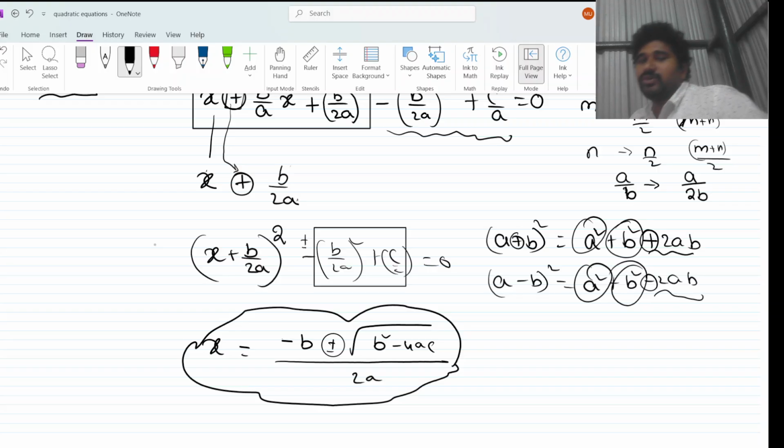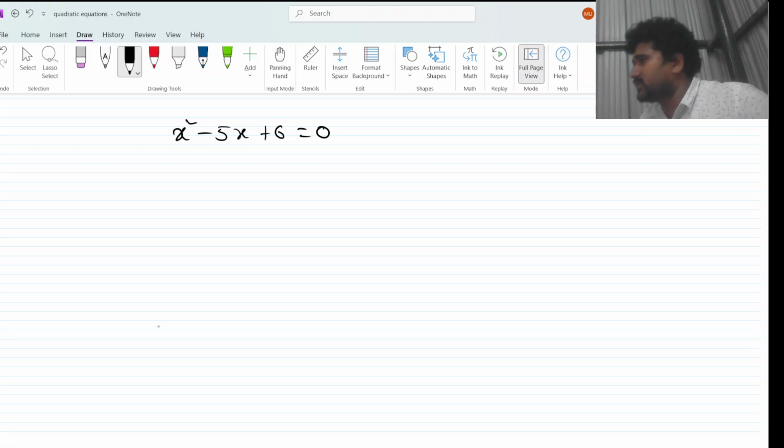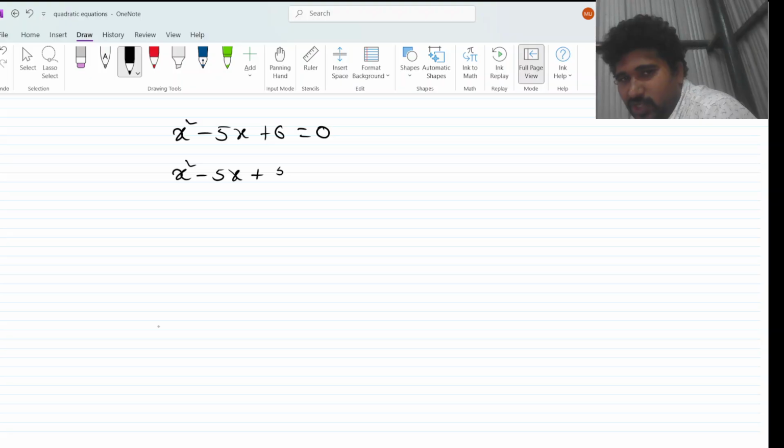Understand? So for example, let me take this question. x square minus 5x plus 6 equal to 0. First, what do we check? The coefficient of x square, right? The x square coefficient is 1 itself, so you need not divide with anything. So go directly to the second step. To x square minus 5x, what do we add and subtract? Half of the coefficient of x. Look only at the number, don't see the sign now. So add 5 by 2 whole square, and subtract 5 by 2 whole square.